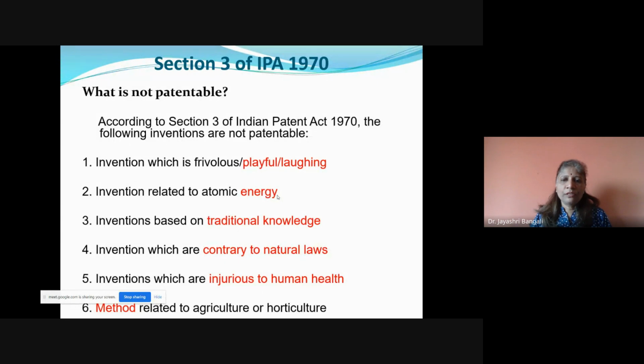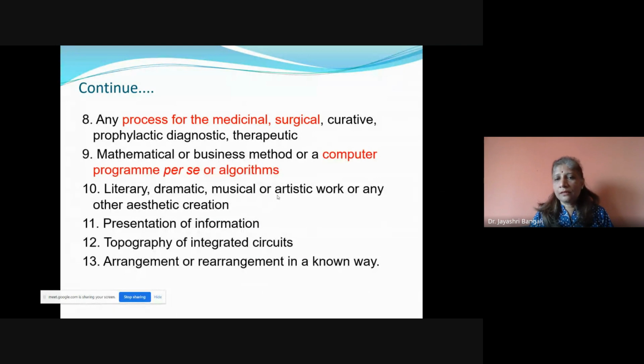According to Section 3 of the Indian Patent Act 1970, an invention that is frivolous is not allowed. Inventions related to atomic energy, traditional knowledge, contrary to natural law, or injurious to human health are not allowed to be patented. Any process for medical or surgical treatment is also not allowed. Computer programs or algorithms are not allowed for patenting. If you want to protect your algorithm, you have to take a copyright, not a patent. Literary, dramatic, and musical works undergo copyright, not patent. Presentation of information and topography of ICs are also not allowed under the Patent Act.